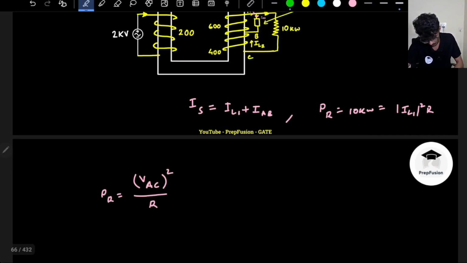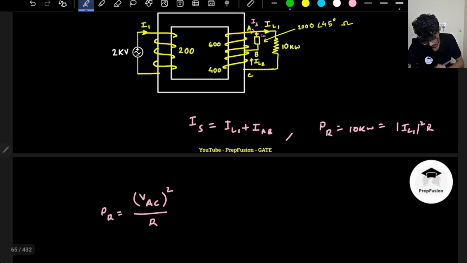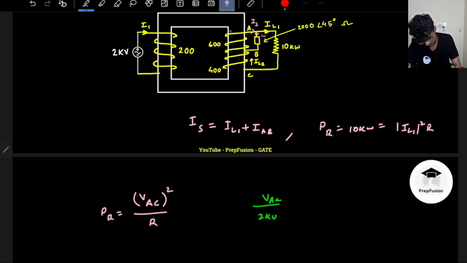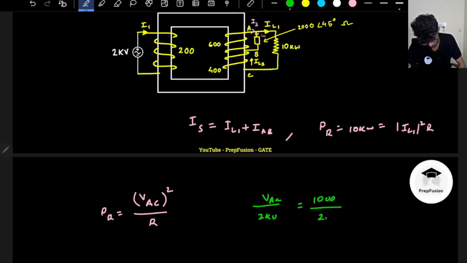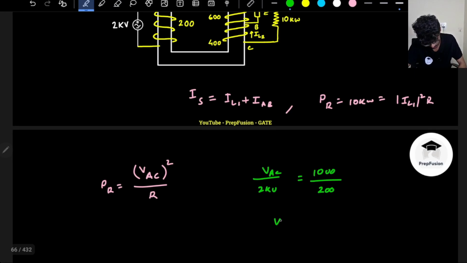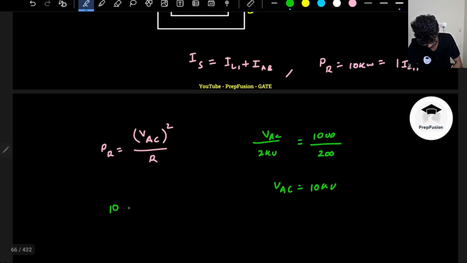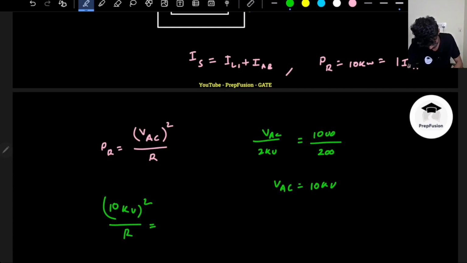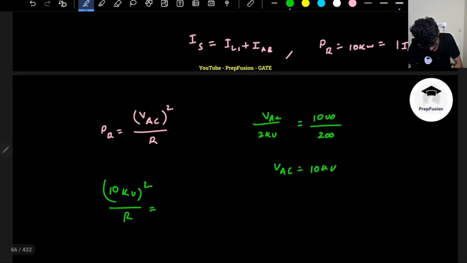So now, do we know VAC? Yes, we know, right? I know my primary voltage, that is 2 kilovolt. For my secondary voltage VAC, how many turns do I have? 1000. The same flux is flowing, so of course the ratio will be according to the turns ratio. So 1000 divided by 200, as the primary has 200 turns. So VAC will be 10 kilovolt. So this will be 10 kilovolt whole square divided by R. So basically I just wanted to find out the current, right? So from here I can directly say it is 10 kilowatt.